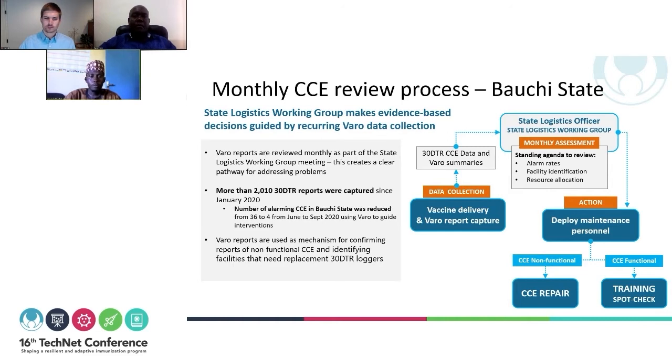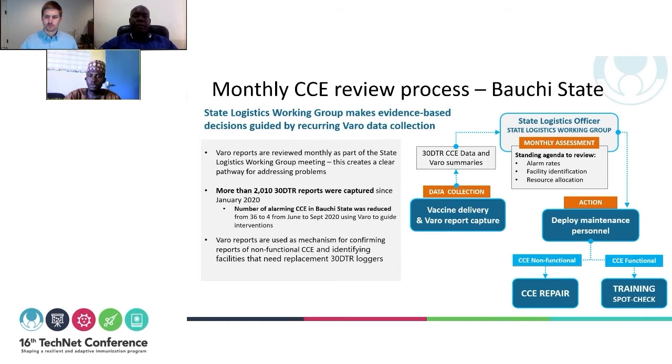With regards to the reports collected with VARO, since the deployment in the state to date, more than 2,000 VARO reports were captured in the state. And also the number of alarms had decreased from 36 to 4 over the last quarter using the application. Now, it is very important to mention that the state also uses the VARO application to prioritize and identify health facilities that need replacement of new fridge tags.